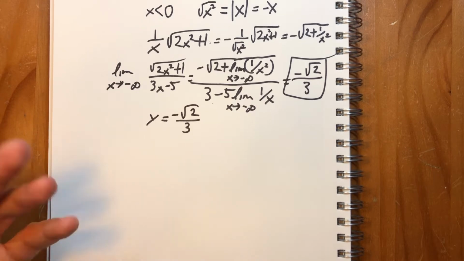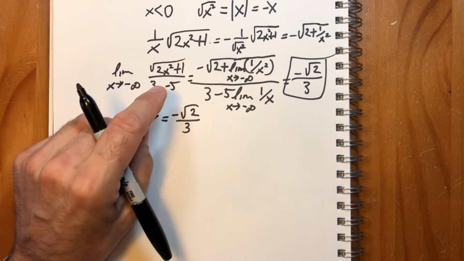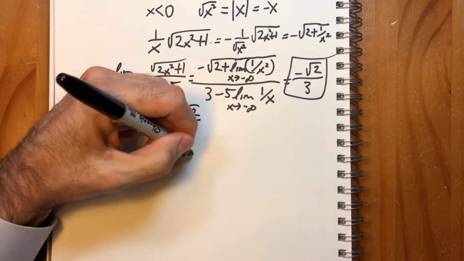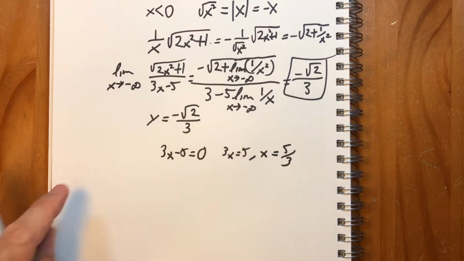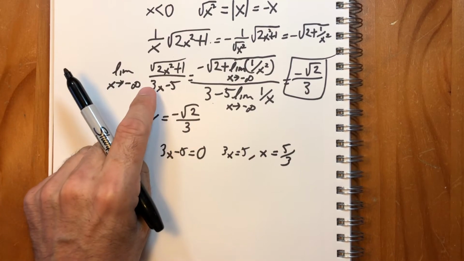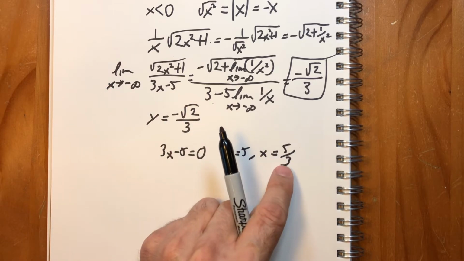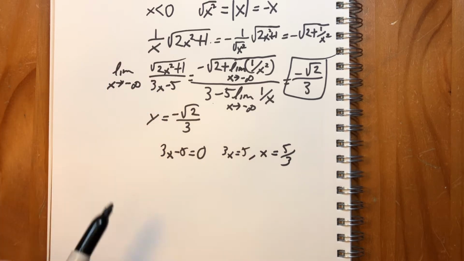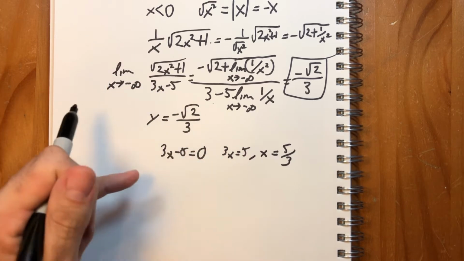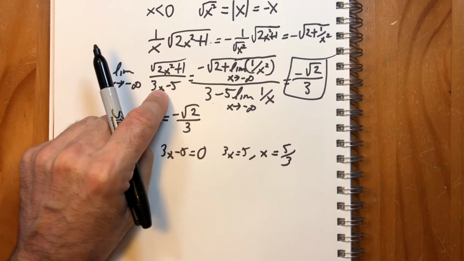Now, are there any vertical asymptotes? There's likely to be a vertical asymptote when the denominator is 0, so in other words, likely at x equals 5 over 3. The denominator here is 3x minus 5. If x is greater than 5 over 3, the denominator is positive, but if we approach 5 over 3 from the left, the denominator will be negative.